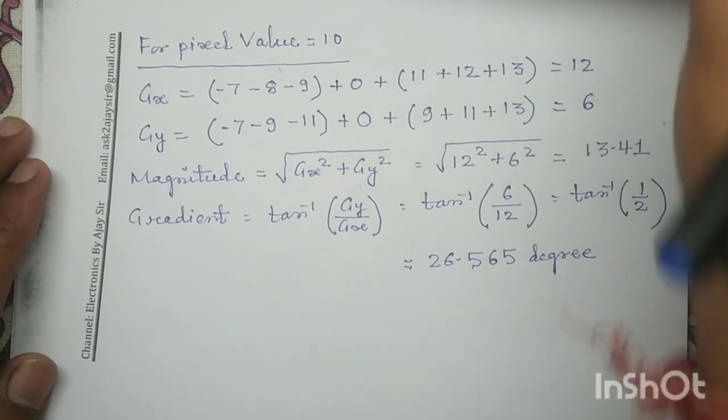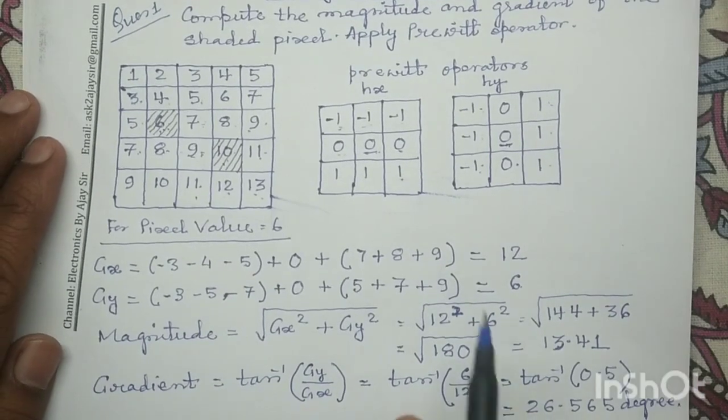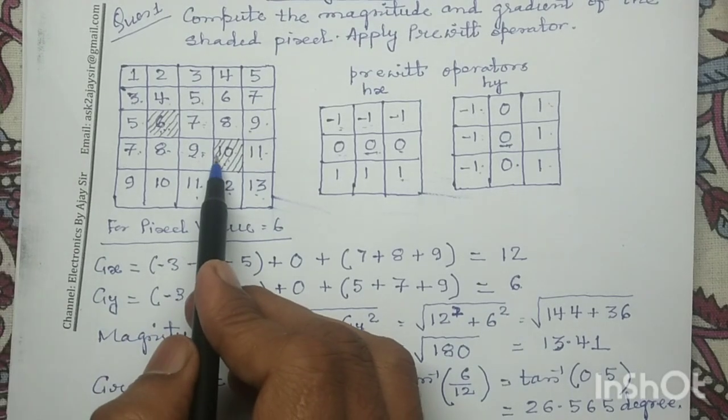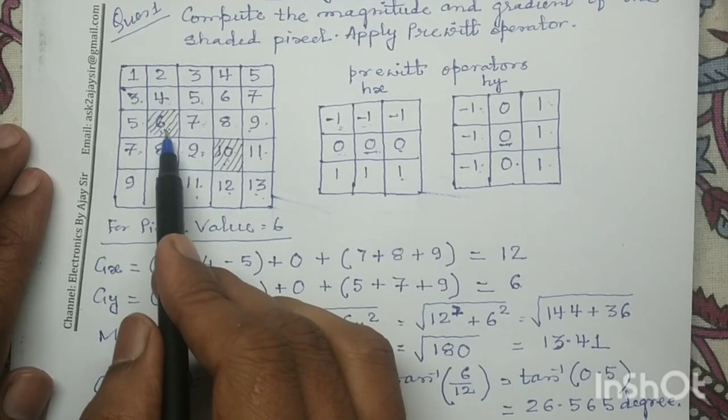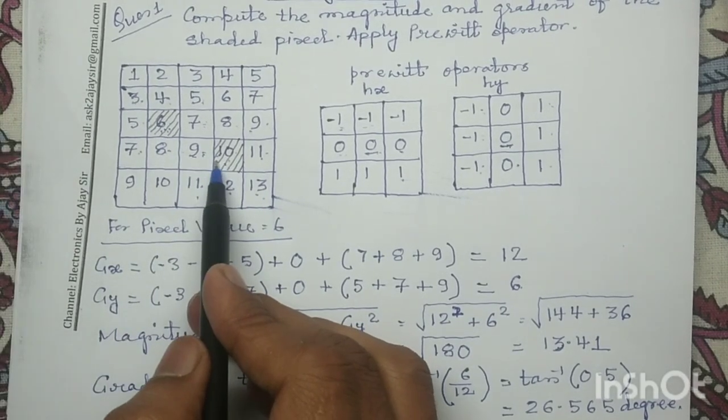So finally, for these two shaded pixels, the pixel values 6 and 10, we have determined the corresponding magnitude and gradient.